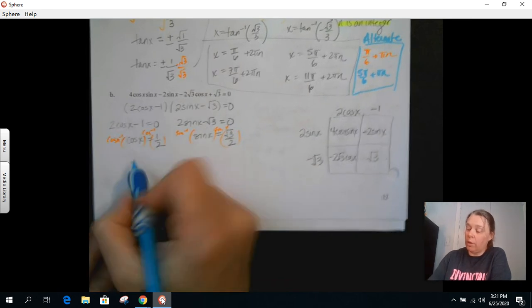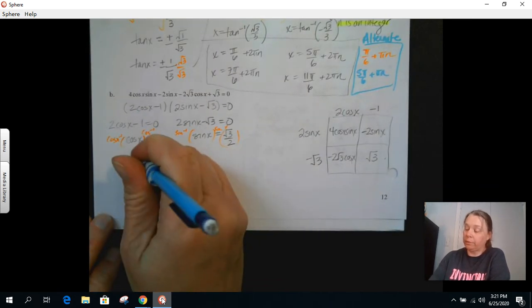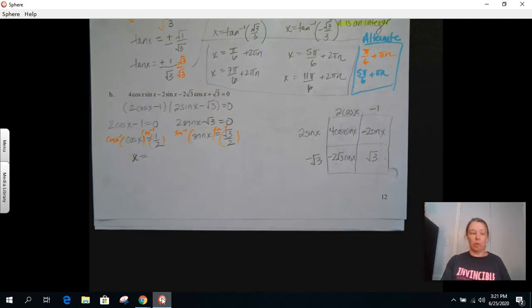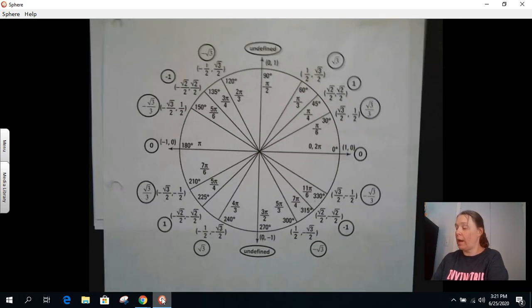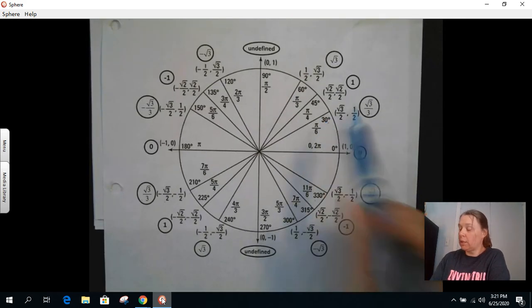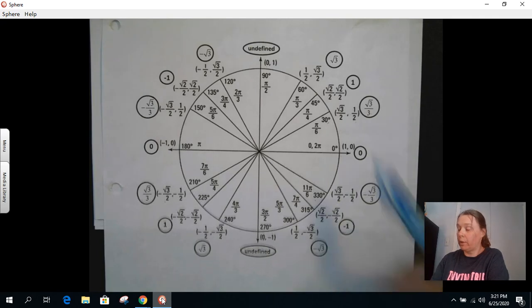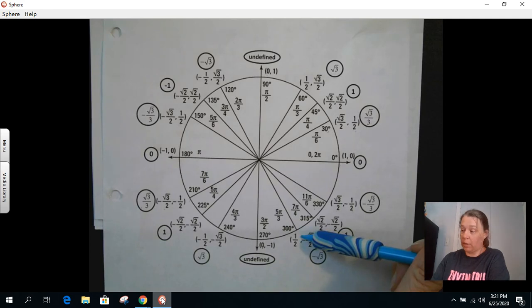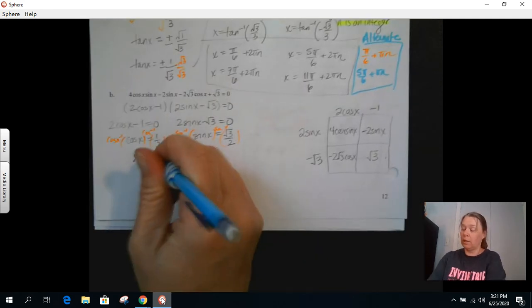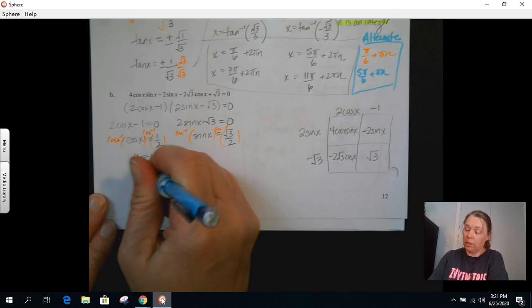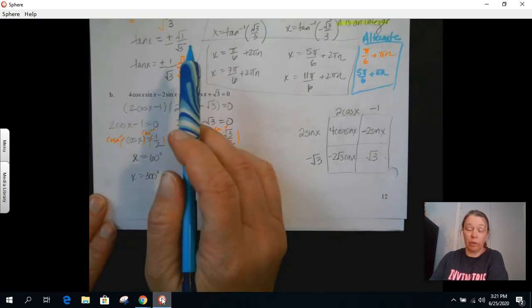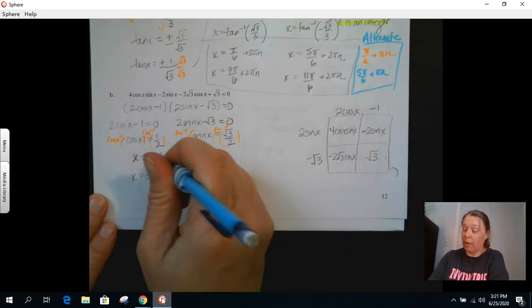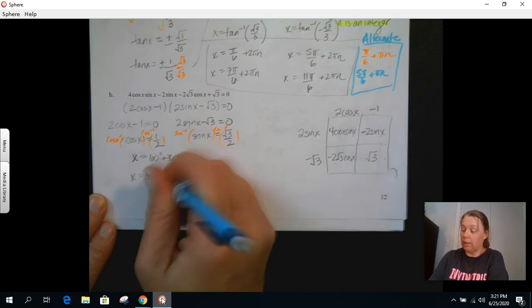And I'm going to look on my unit circle, and where is my angle? 1/2. And let's do degrees this time, just so you see what that would look like. You could totally do it in radians. That is fine also. Okay, cosine is 1/2. Here at 60 degrees cosine, and then here at 300 degrees. Okay, so at 60 degrees and at 300 degrees. And because the directions for this are all real values, I would add 360 n.